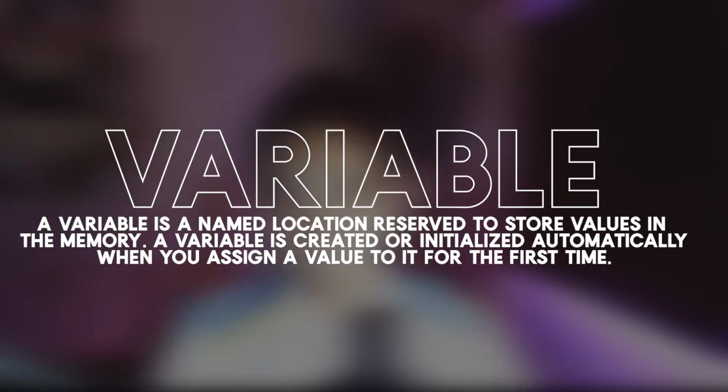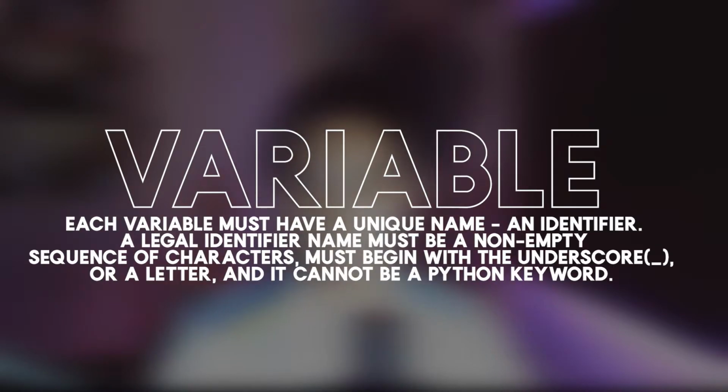So what is a variable? A variable is a named location reserved to store values in memory. A variable is created or initialized automatically when you assign a value to it for the first time. Each variable must have a unique name, and these unique names are called identifiers. When using a variable, we can also use the operators that we discussed in part 2 of our series Python with me.